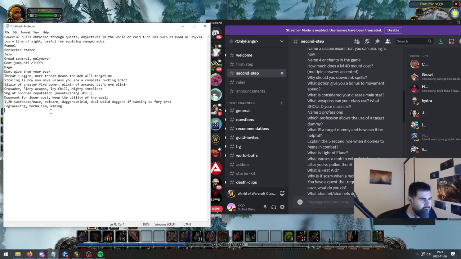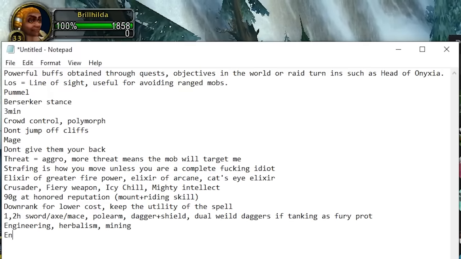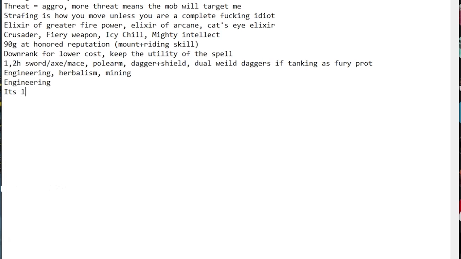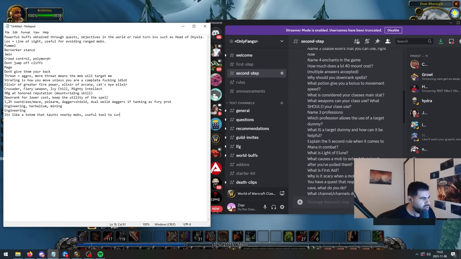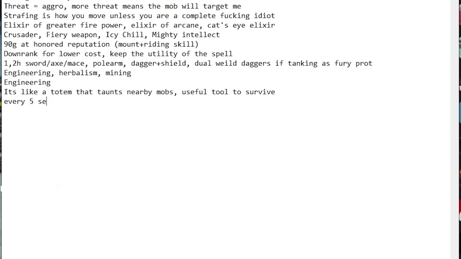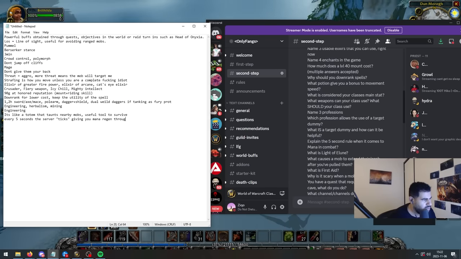Which professions allow the use of a target dummy? Engineering. What is a target dummy and how can it be helpful? It's like a totem that taunts nearby mobs. Useful tool to survive. Explain the 5 second rule when it comes to mana in combat. Every 5 seconds, the server ticks, giving you mana regen through spirit.